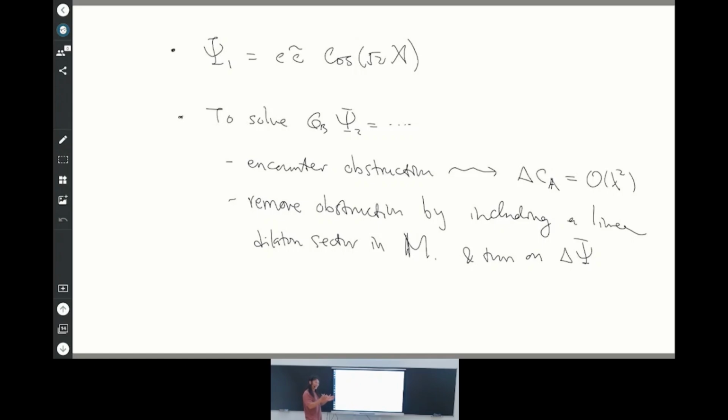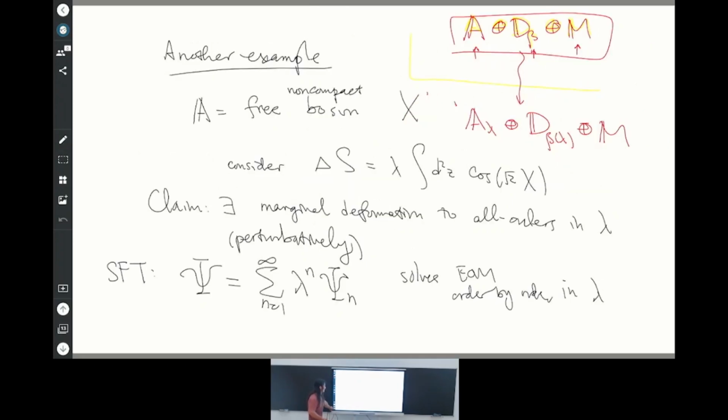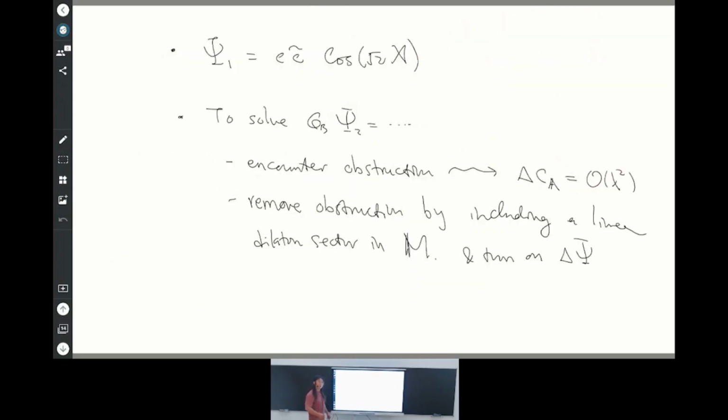It's all orders in lambda in perturbation theory, but not at any finite lambda, because this lambda is supposed to be identified roughly with 1 over k of the k minimal model, and these are discrete. So it's not quite a conformal manifold. But the operator is marginal to all orders.